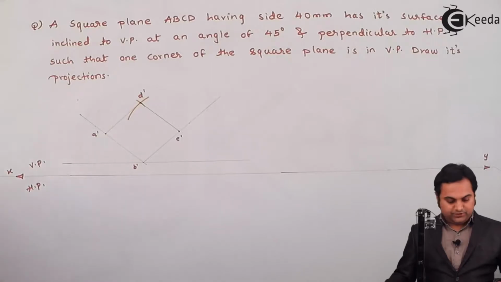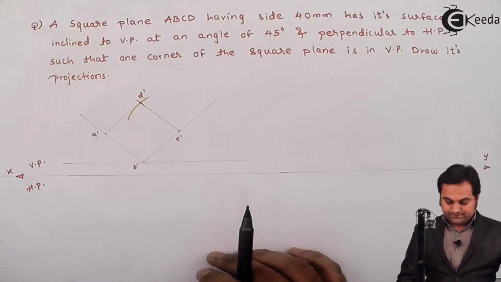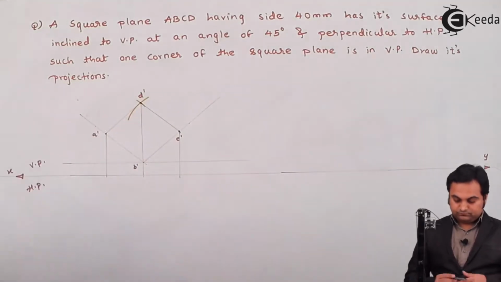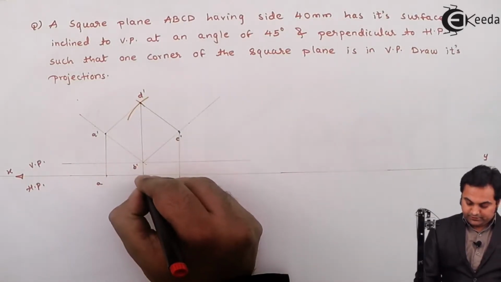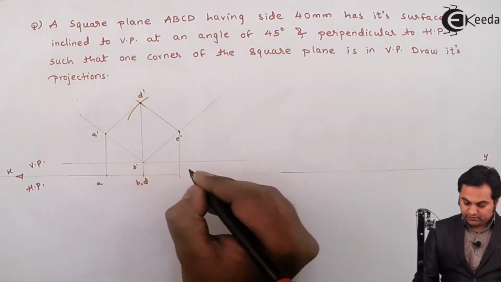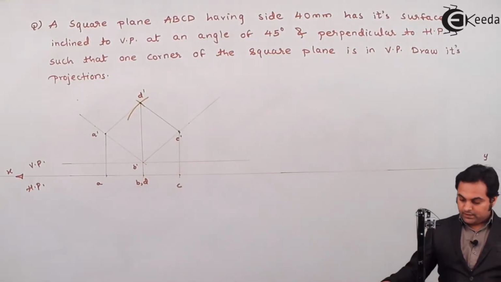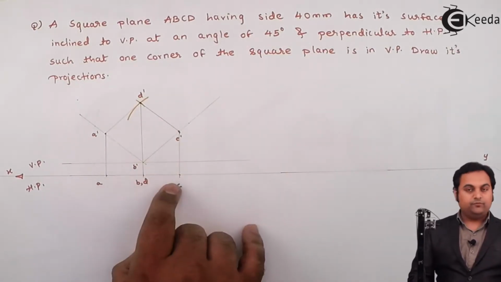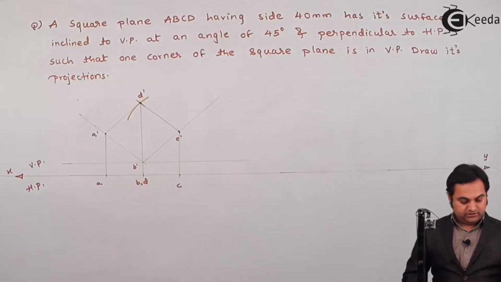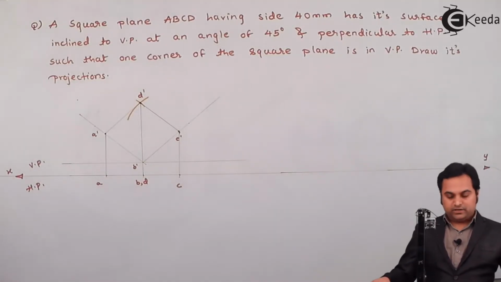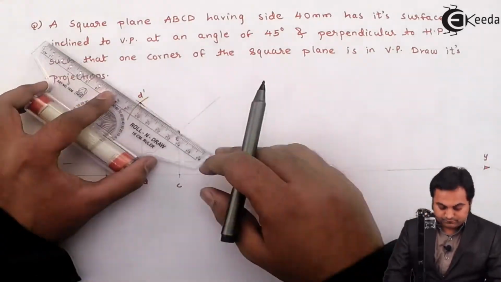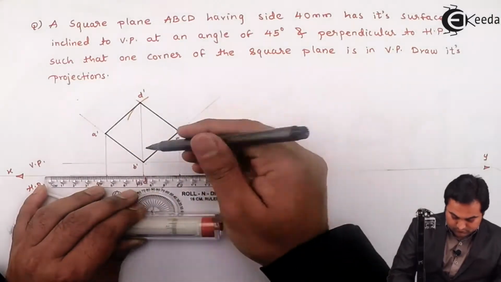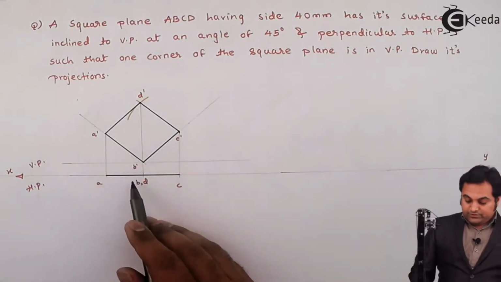So projecting these points onto the XY line. This is point A. Here we have B comma D. This will be point C. Now since here is the front view and this is the top view of the square plane, I have drawn it light. Now I'll make them dark. So here is the front view, this is the top view.